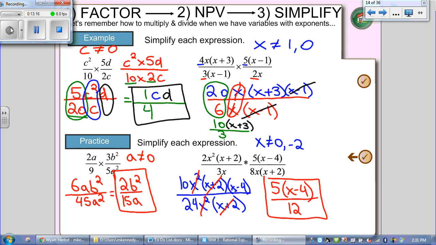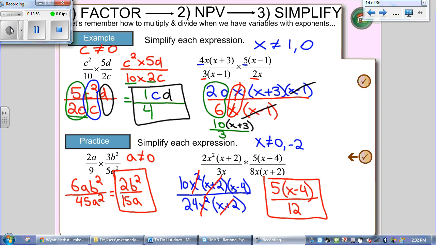I just want to point something out. If I did my NPVs right now at the answer stage, what would my NPV be? There wouldn't be an NPV on this question. That's why it's important you do your NPVs before you start messing around. So you factor it, then you do your NPVs, and then you start simplifying. Across the top, your coefficients created 10, the x squared is still there, the x plus 2, x minus 4, they're all still separated out. On the bottom, the 3 and the 8 become 24, the x becomes the x squared, and the x plus 2 is still there.